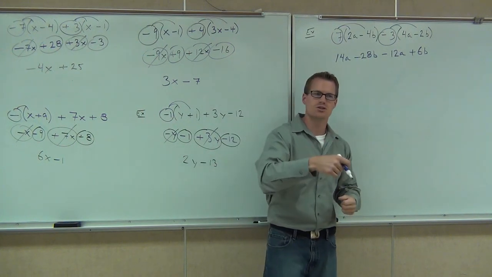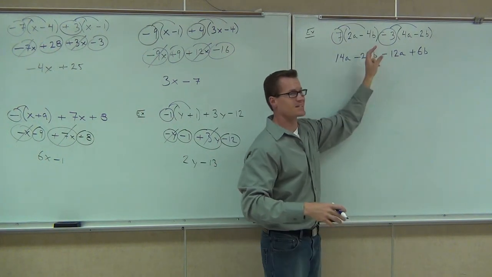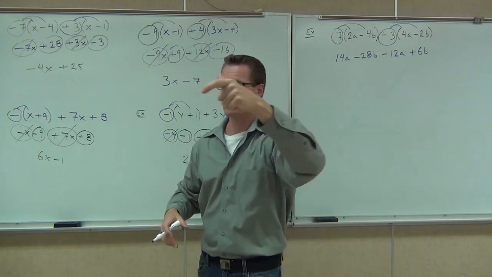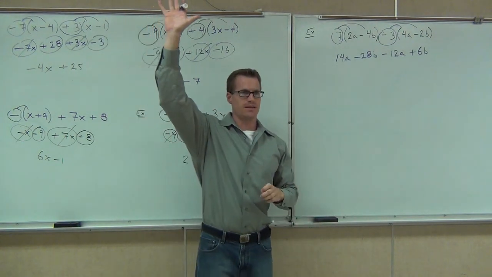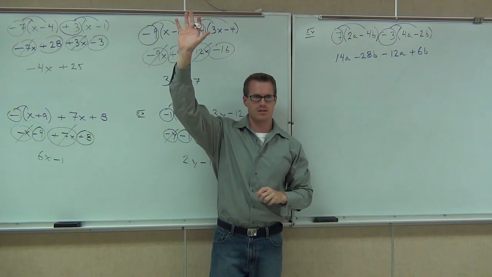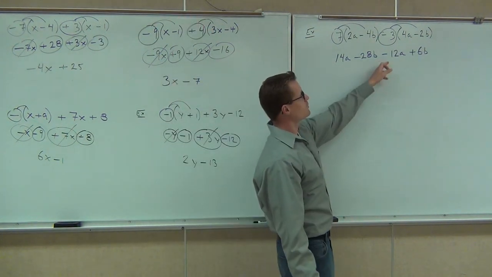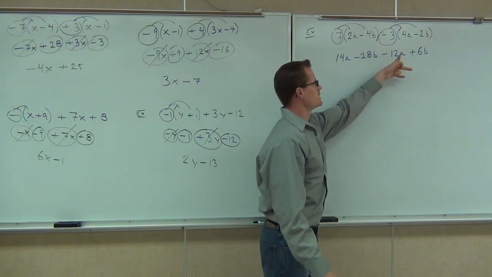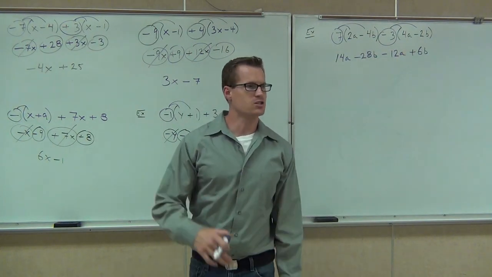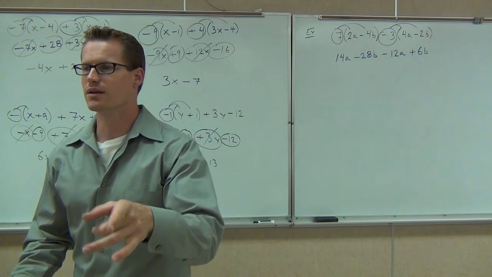So what I'm having you do, I have to have you circle this because I have to have you know that the sign gets distributed with that number. Raise your hand if you understood that. That was a big point, one of the bigger things we talked about today. Okay, good. So we have these signs correct. We've got our negative 12a, we've got our plus 6b. Hey, we're good to go for the rest of it. Let's just combine some like terms, do that on your own, and let's see what you get.